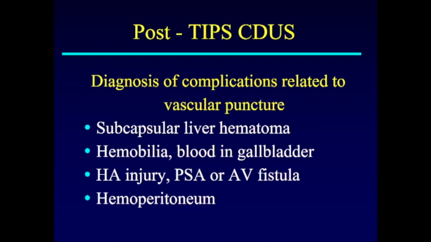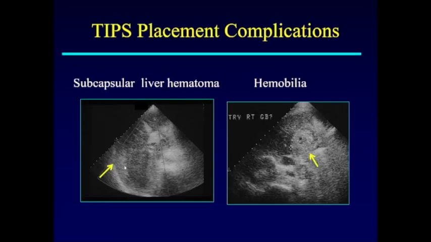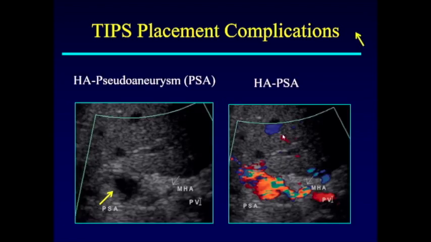So what we can see are subcapsular hematomas, hemobilia, blood in the gallbladder, sometimes hepatic artery injury, pseudoaneurysms or AV fistula, but these are more common if the puncture is blind and not with guidance, and then frank hemoperitoneum can also occur. Here is one patient who had developed a subcapsular liver hematoma, and then here in the same patient you see this is the gallbladder, it's filled with blood.